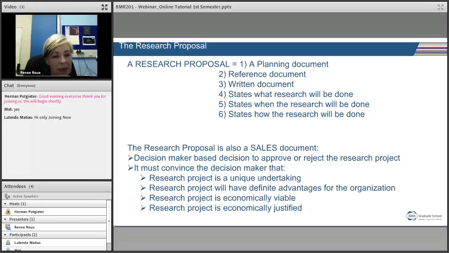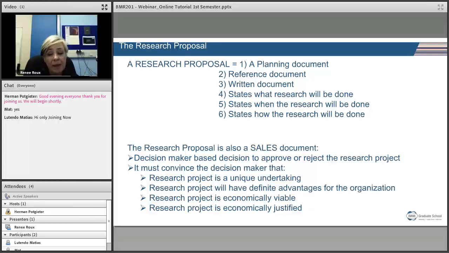It will definitely have some advantages for the organization. The organization will benefit if they do this research. Then, what will be the economical value of the research? What value will the organization get out of it? And then the economical justification, so the cost. Can the organization afford it?